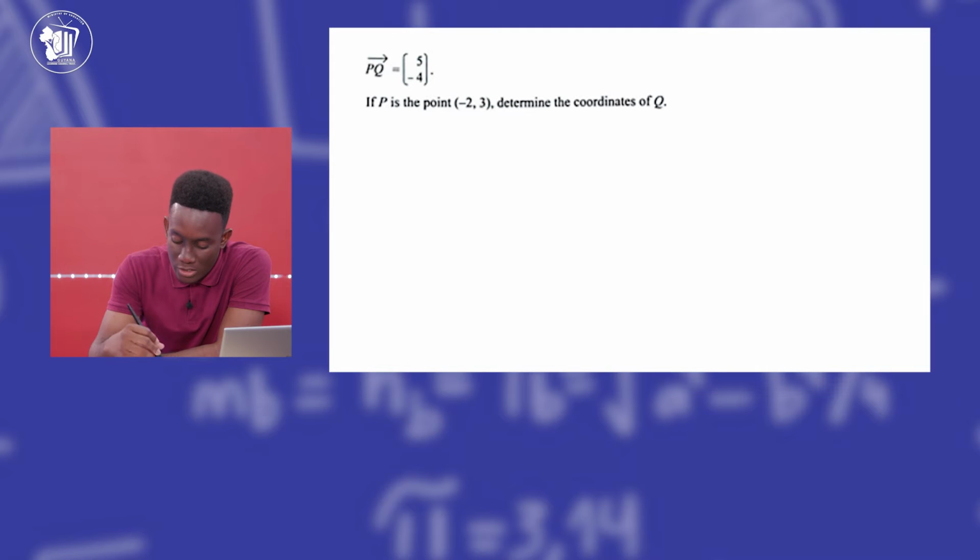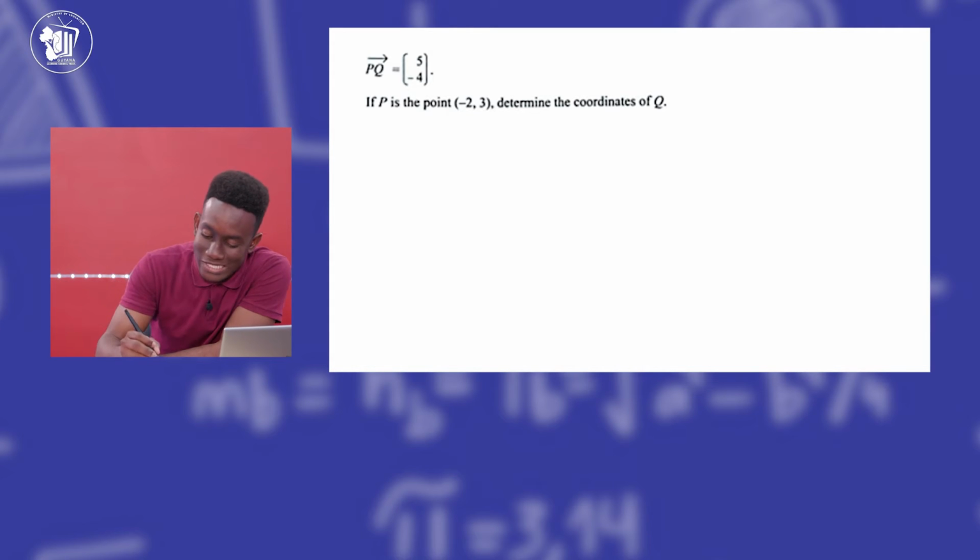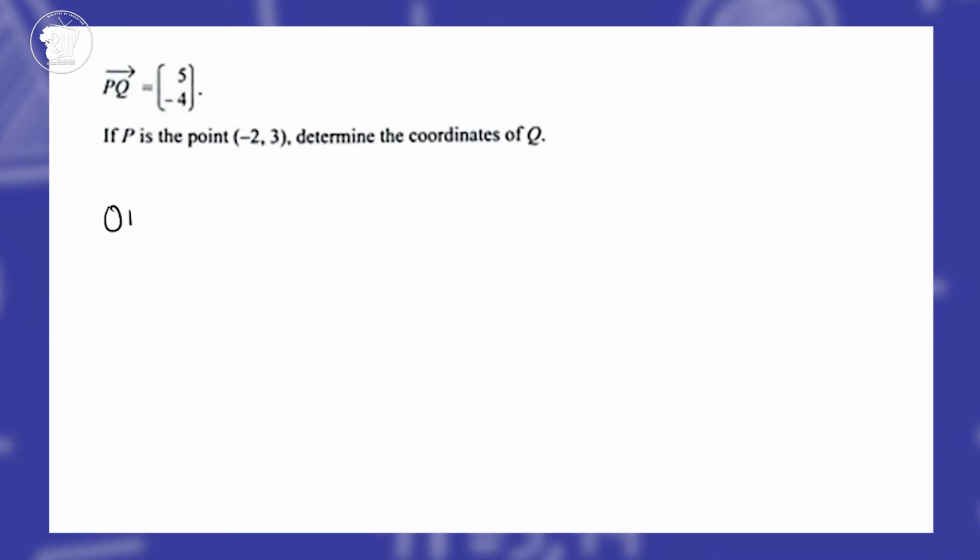So we know the vector PQ is equal to (5, -4), and we know the point P is equal to (-2, 3). So we can say the vector OP from the origin to P is equal to, we just turn this into a column vector, (-2, 3). So we have the vector OP, we have the vector PQ. If we want to find the coordinates for Q, we need to find the vector OQ, which will be from the origin to Q, which will also give us the coordinates.